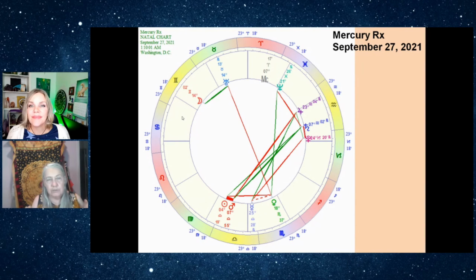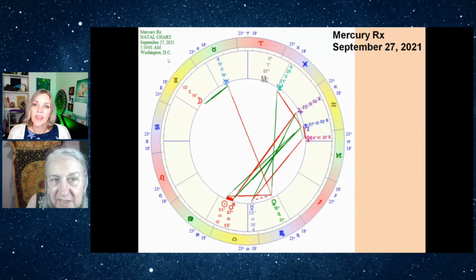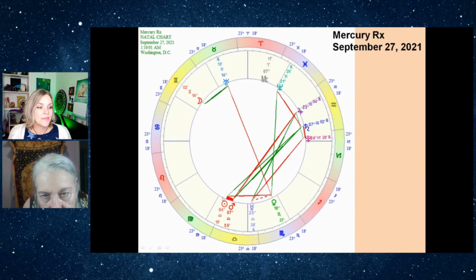Now, it's the chart again for Washington, D.C. for 1:10 a.m. Eastern Daylight Time on the 27th of September. So basically, you go to sleep on the 26th if you're in the Eastern time zone, and Mercury's direct. Well, moving so slow, you almost wouldn't know. And then you get up on the 27th, and it's retrograde. Okay, so let's look at this chart for a minute. Mercury is sitting here again.